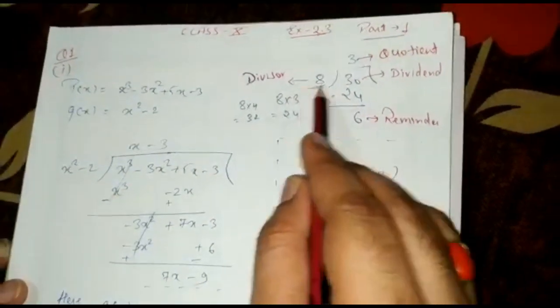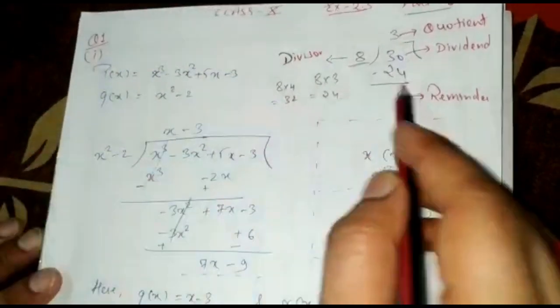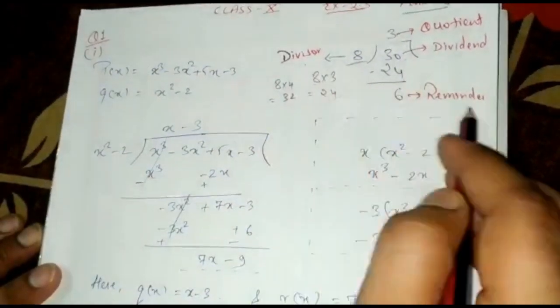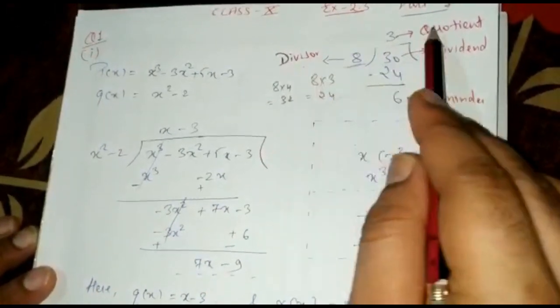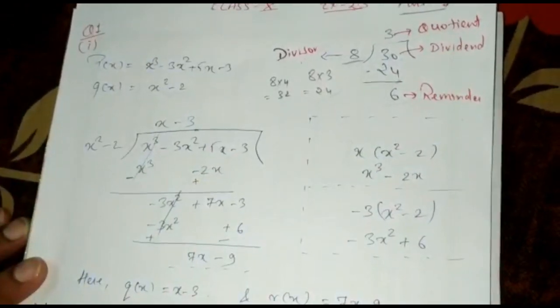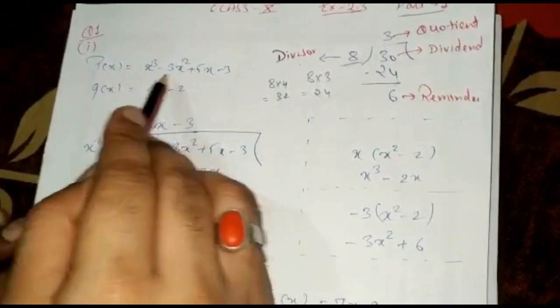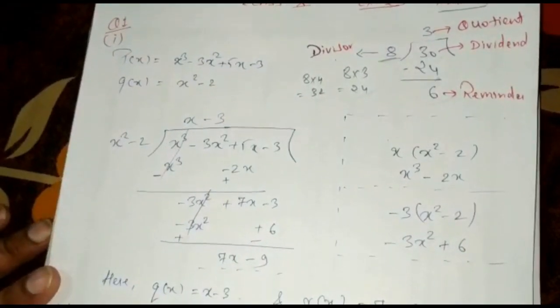Now the remainder is less than the divisor, so we can't continue our division process. So this is our divisor, this is our quotient, this is our dividend, and this is our remainder. The same thing we have to apply in our polynomial. So let us discuss how to solve these problems in polynomials.